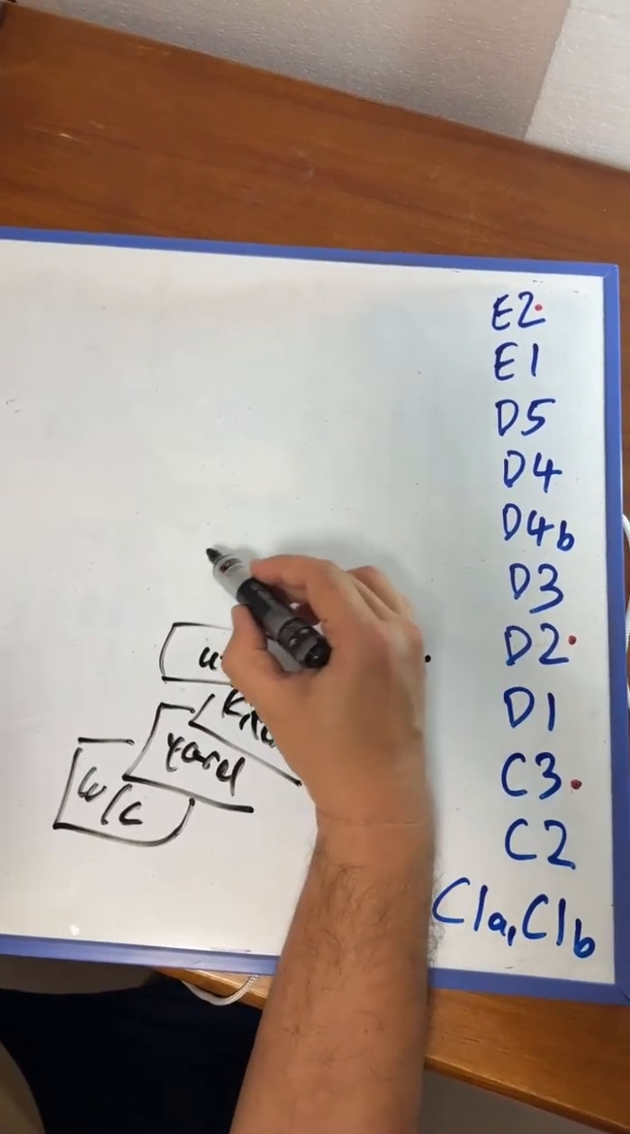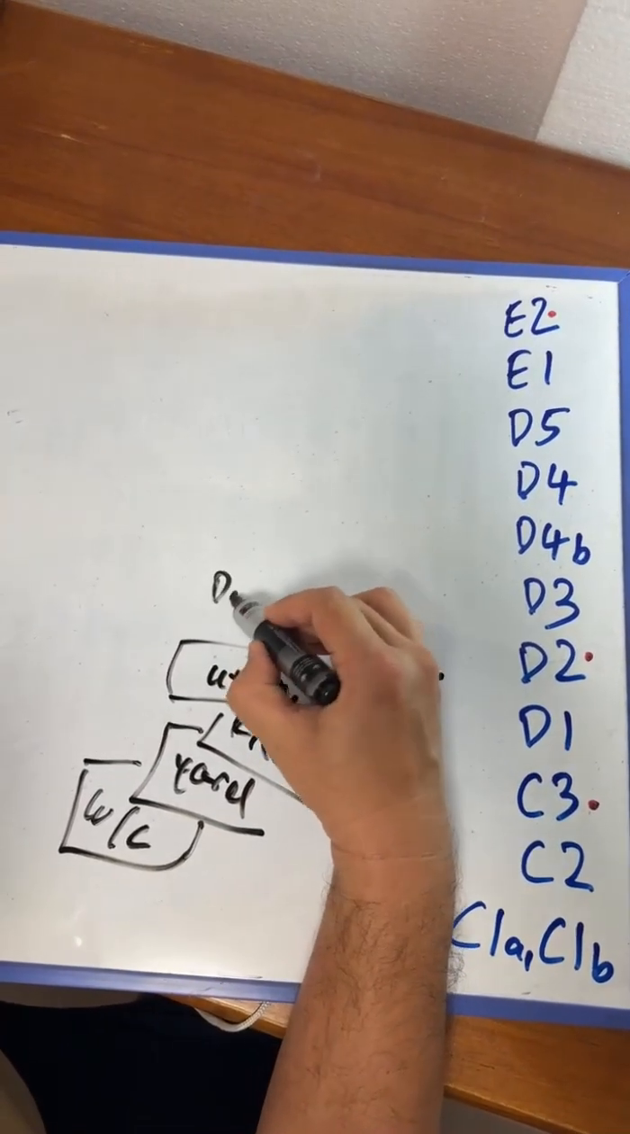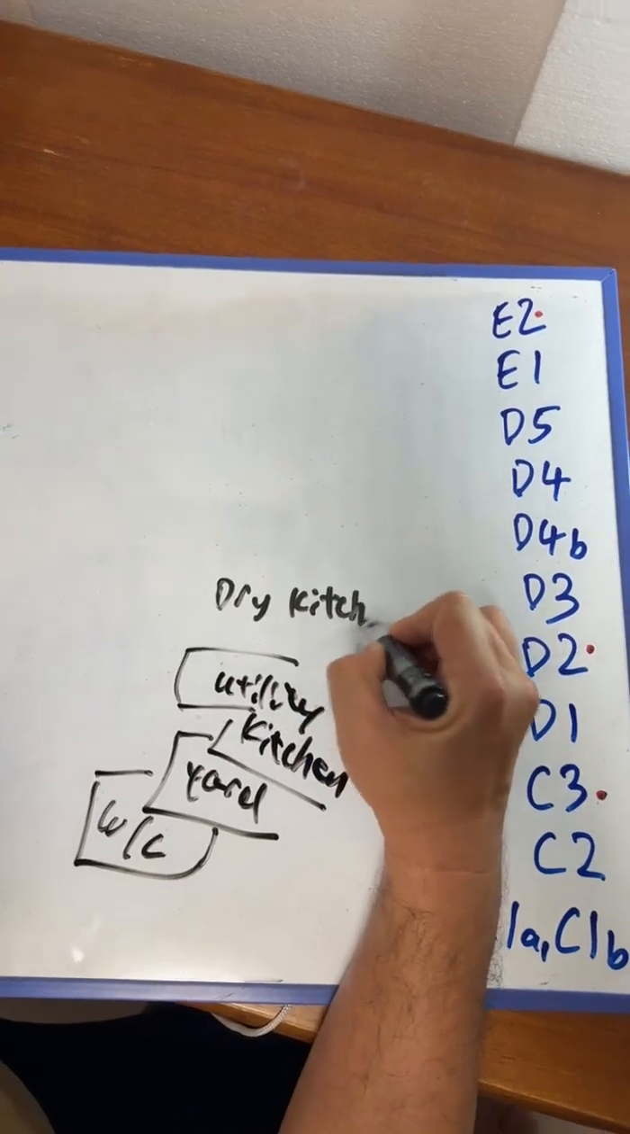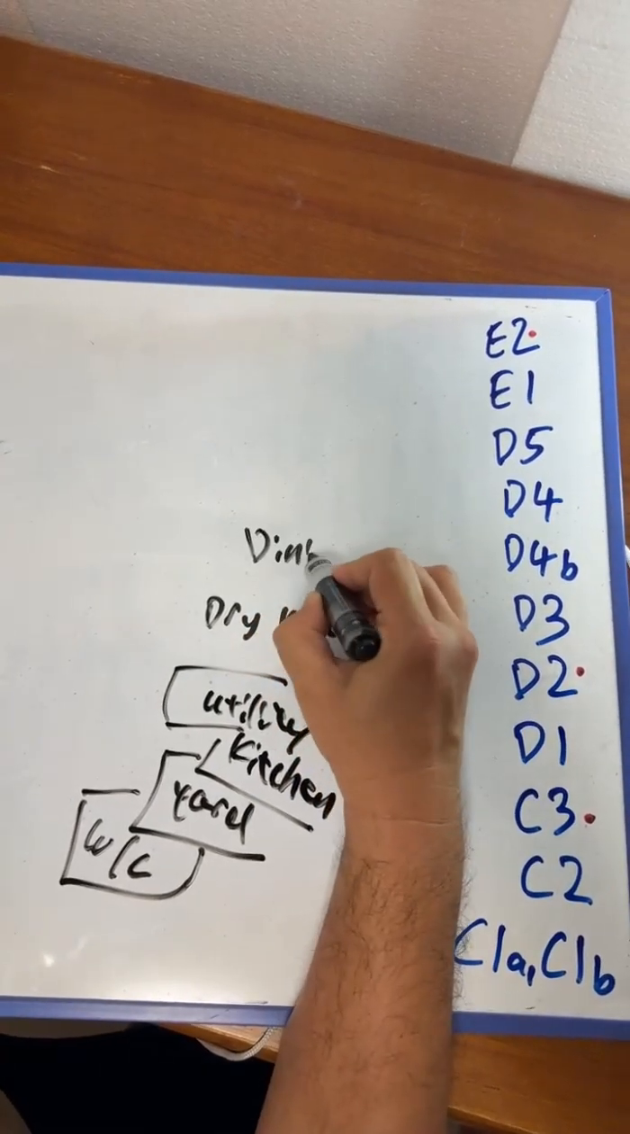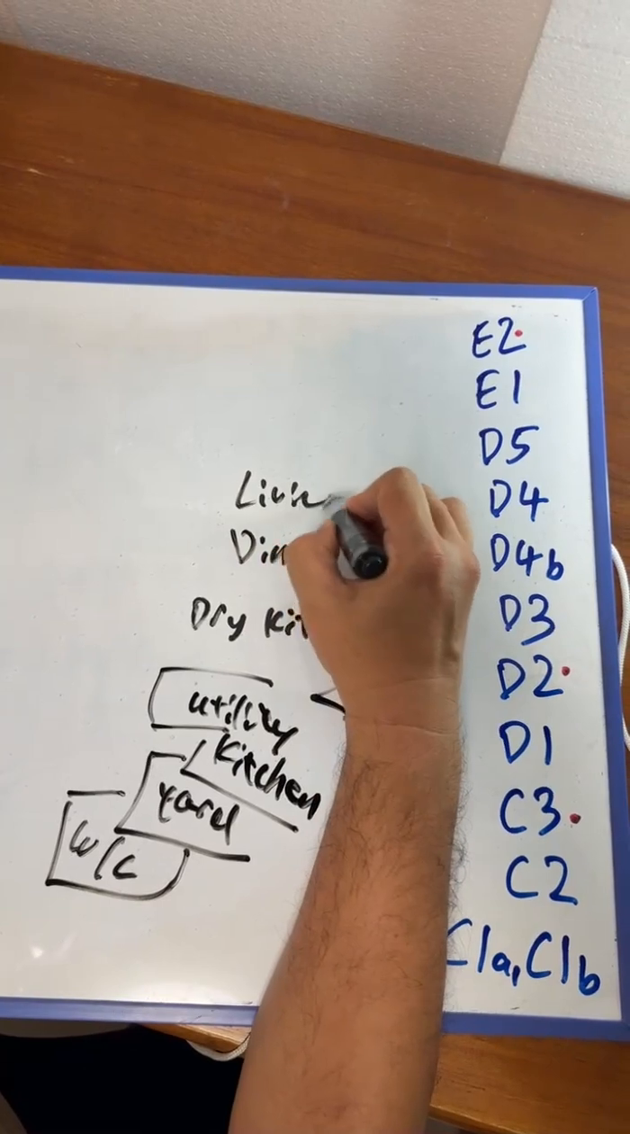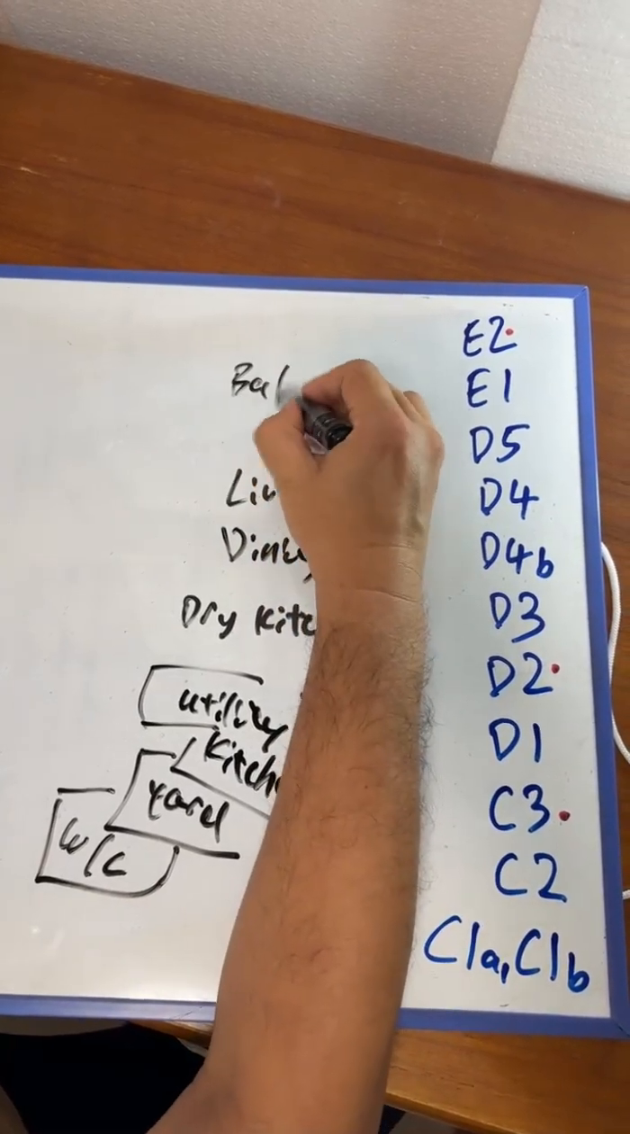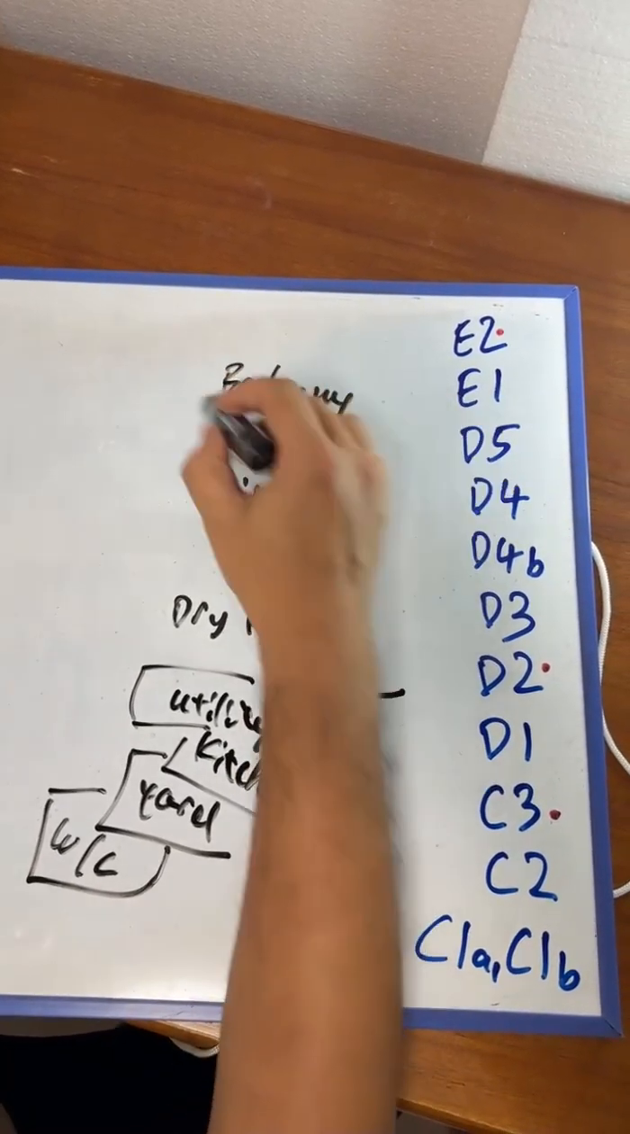And then for E2, you also have a dry kitchen. You have a dry kitchen here. After the dry kitchen, you have your dining. After the dining, you have your living. After the living, you have your balcony. Okay, so this is the balcony.